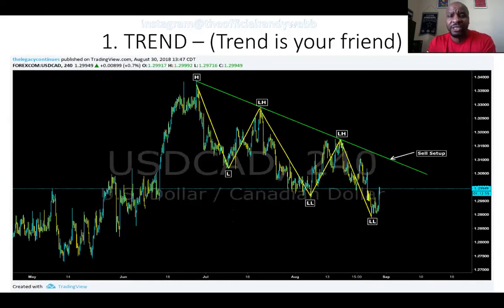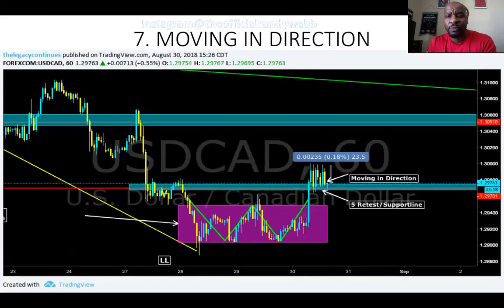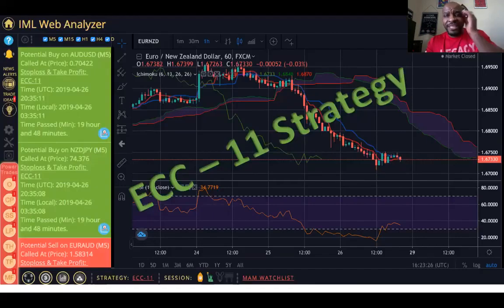So I'm not going to go through this checklist here. We just talked about this, so I'm going to speed through this part. And let's just talk about what the ECC-11 strategy is and how it works with the Web Analyzer.